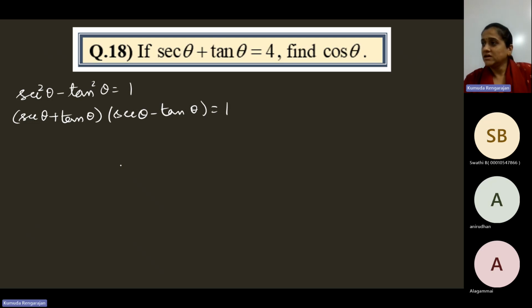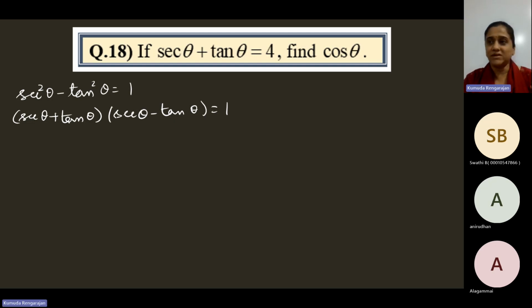What do you understand by this? The product of secant theta plus tan theta and secant theta minus tan theta is always 1. So that means they are reciprocals of one another. Then only the product will be 1. When can the product of two things be 1? If they're the reciprocals of each other. 5/4 into 4/5 is 1.